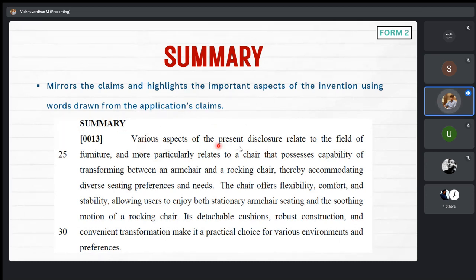So they say various aspects of the present disclosure relate to the field of furniture. Again, they have mentioned what they mentioned in the background. So summary is basically just a summary of your entire application. So talk about armchair, talk about rocking chair, and say that we want to increase the flexibility, the comfort, the stability, and we want to allow users to enjoy both the benefits. And then talk about the other features, the detachable cushions, the robust construction, everything which is there in the claims, rewrite it here in the summary.